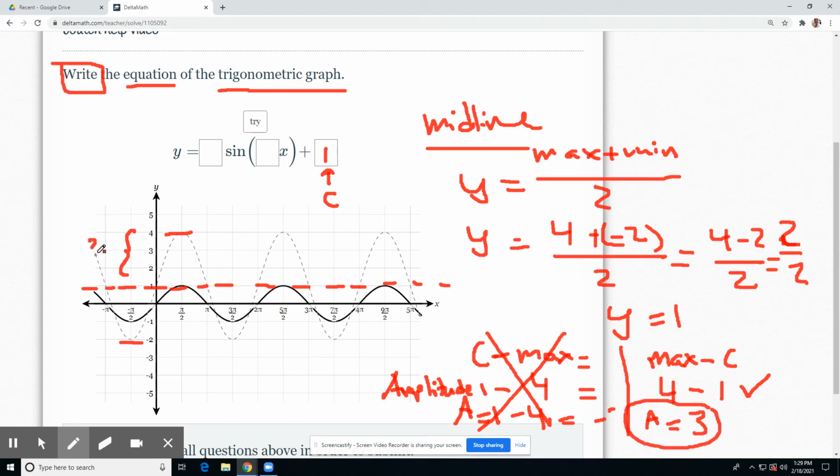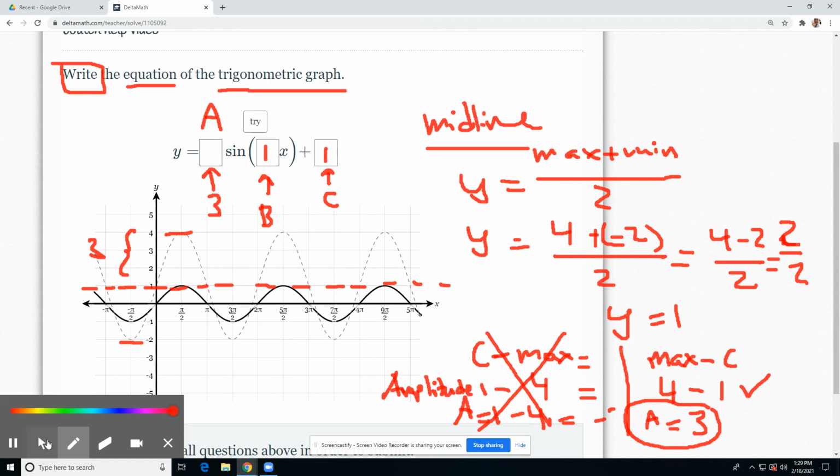I just lost my train of thought. This kind of threw me off. It's not negative 3, it's positive 3. The max should have gone first. So sorry about that. Amplitude is 3. And are our maximums and minimums in the same spot? Yes, they are. So there's no change here. So our B is 1.